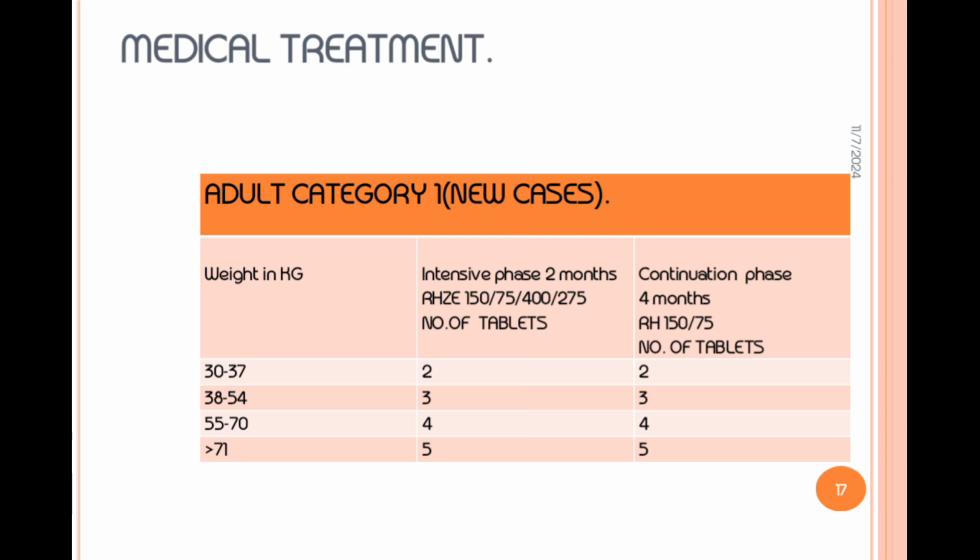We've got the intensive phase, which lasts for 2 months, and the continuation phase, which lasts for 4 months. So in total, that gives us 6 months. Now, how do we administer these FDCs, the tuberculosis drugs? You need to understand that we have to consider the body weight as it has been stipulated there. So you just follow the table for the treatments.